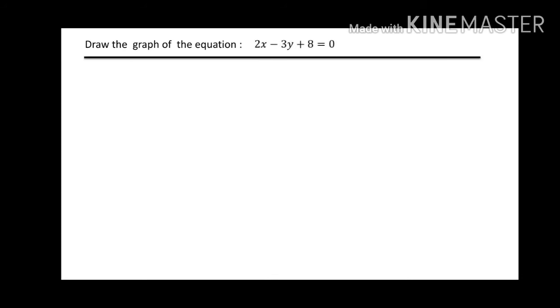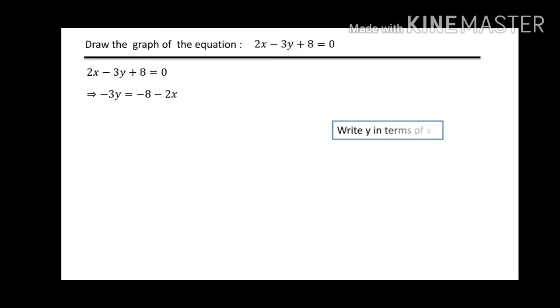Now let's draw the graph of the equation 2x minus 3y plus 8 equals to 0. We'll proceed the same steps. First get the equation and write y in terms of x. That's the first thing to do. We have to write y in terms of x. Now as we are having a negative denominator, we can convert to a positive denominator so that it is easy for us to calculate. So as you can see here, we have minus 8 minus 2x. So we have taken minus common, and minus by minus becomes plus. So we get 8 plus 2x by 3. This can be written like 2x plus 8 by 3 also, the same way.